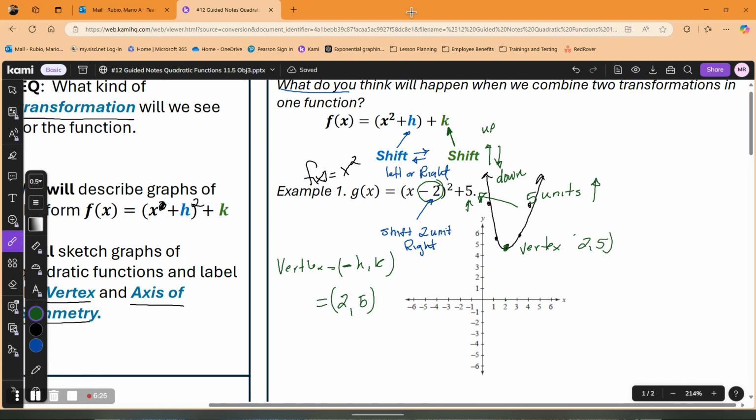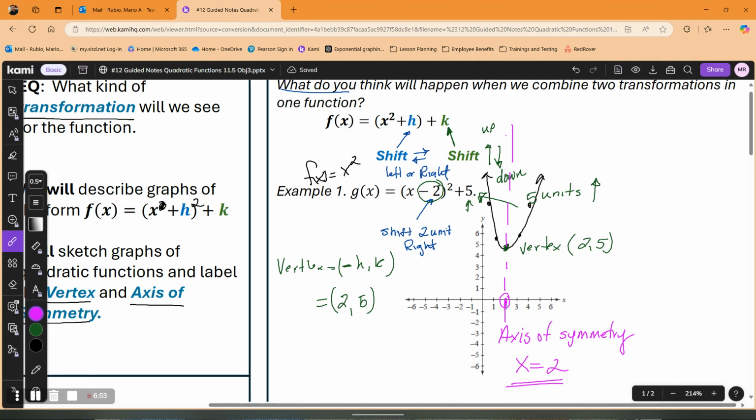2 comma 5. And I didn't define this in the last one, but the axis of symmetry is this invisible line that cuts this parabola right in half. And it always runs through the vertex. And all you have to do is draw it. And the way we write it is we say that x is equal to 2. Because this line passes right through it at x equals 2.